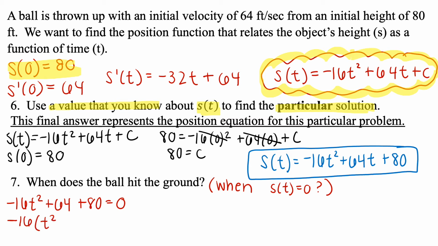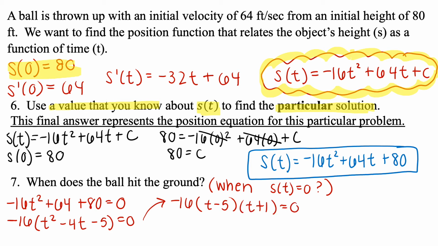So we have t squared minus 4t minus 5 equals 0, which we can factor. So this becomes negative 16 times... Factors of negative 5 that add up to negative 4 would be t minus 5 and t plus 1, which gives us t equals 5 and t equals negative 1. We know we can't have that negative time, so t equals 5 will be our solution. So the ball hits the ground at t equals 5 seconds.